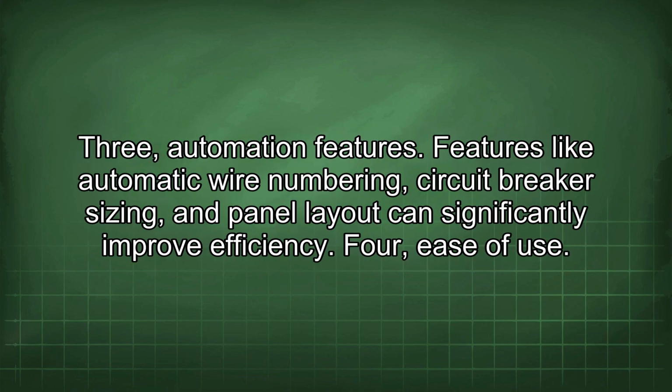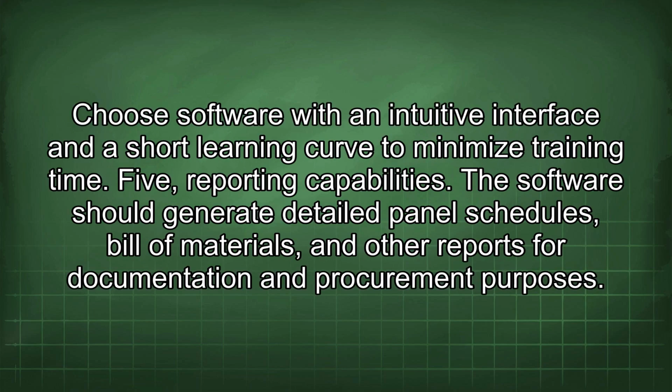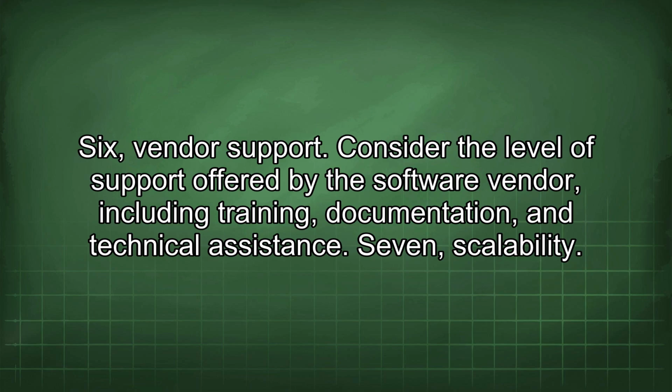3. Automation features. Features like automatic wire numbering, circuit breaker sizing, and panel layout can significantly improve efficiency. 4. Ease of use. Choose software with an intuitive interface and a short learning curve to minimize training time. 5. Reporting capabilities. The software should generate detailed panel schedules, bill of materials, and other reports for documentation and procurement purposes. 6. Vendor support. Consider the level of support offered by the software vendor, including training, documentation, and technical assistance.